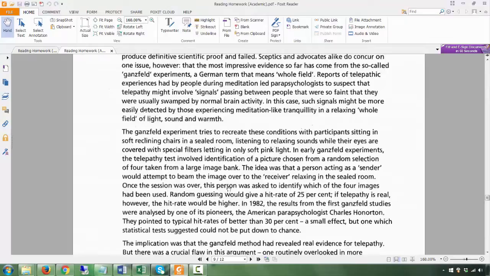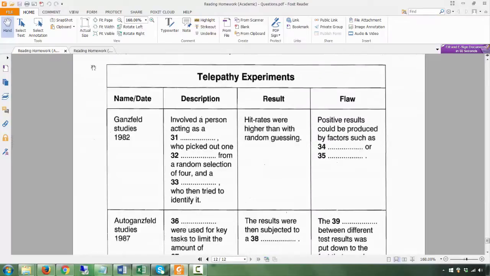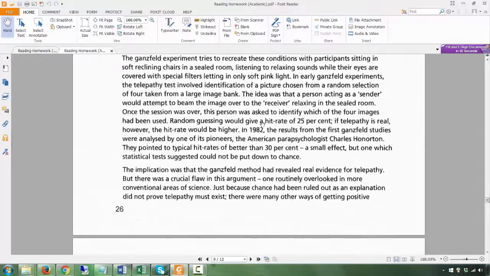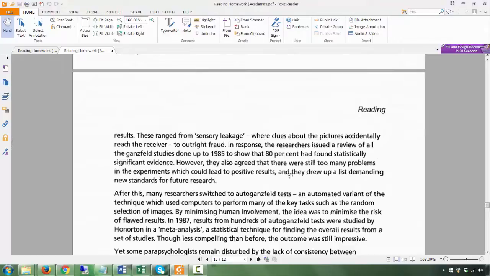Okay, so the sender picks out an image from a random selection of 4, and basically the sender will beam the image over to the receiver. And this person, which means the receiver, was asked to identify it. So there you have receiver here. Positive results could be produced by factors such as what and what? Positive results. Okay, so actually the answer is here.